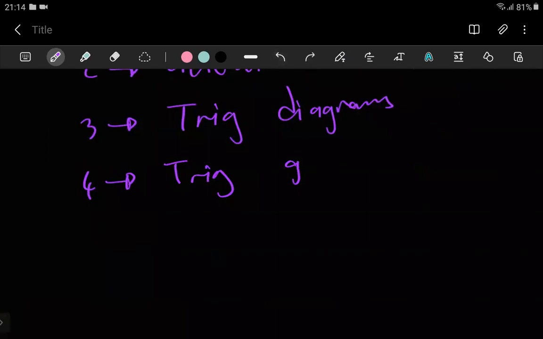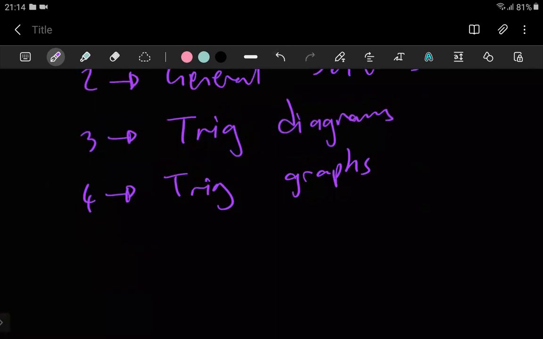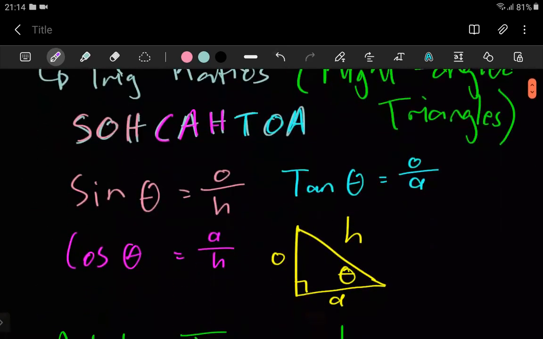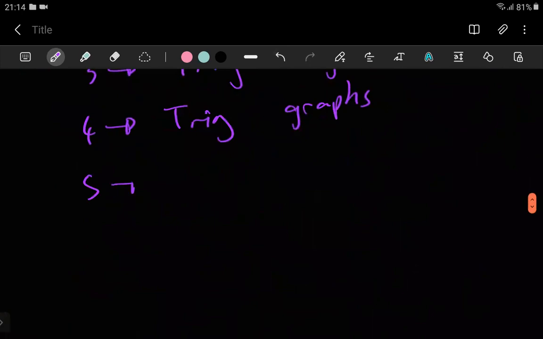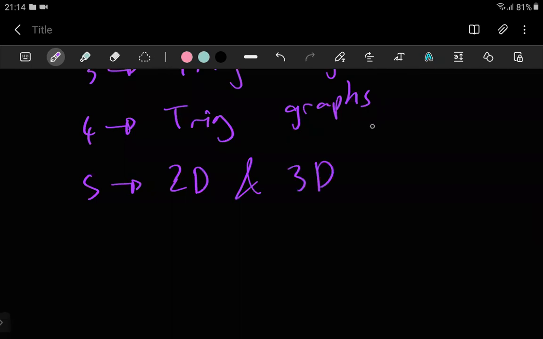Trig graphs, that's basically the graphs of sine, cos, and tan. Because in as much as these are trig ratios, sine, cos, and tan are also actual graphs. Chapter 5 then has 2D and 3D triangles.